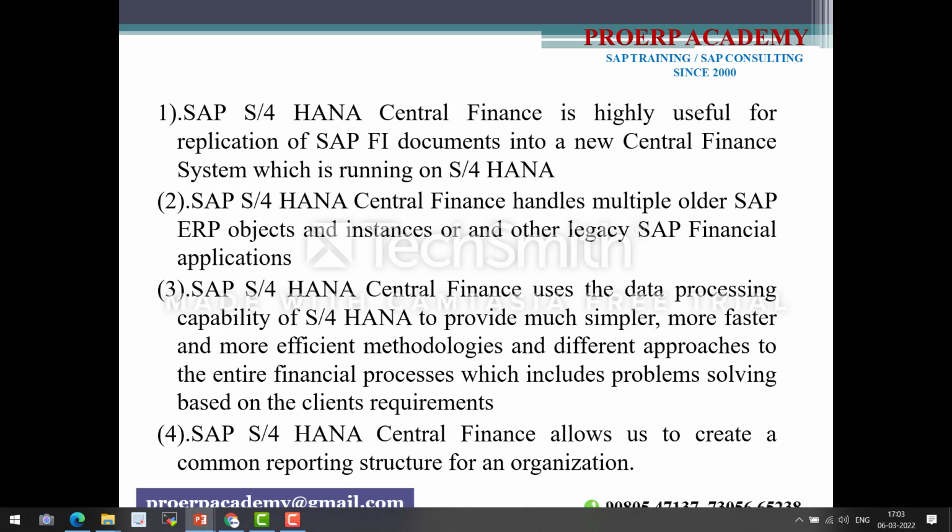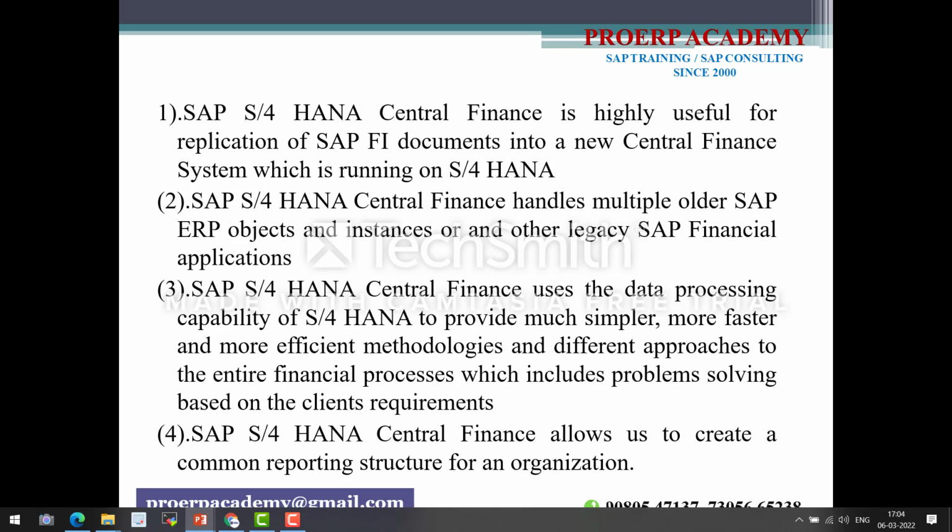The main purpose of using this central finance application is that it provides simpler, faster and more efficient methodologies. That is the reason why all the companies are implementing this central finance module of SAP S/4HANA for their projects.